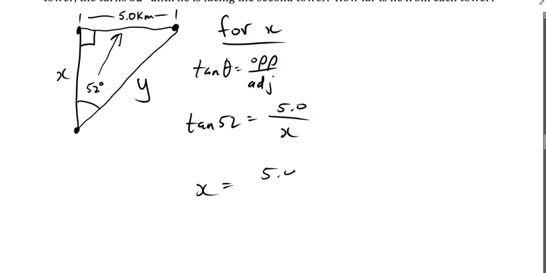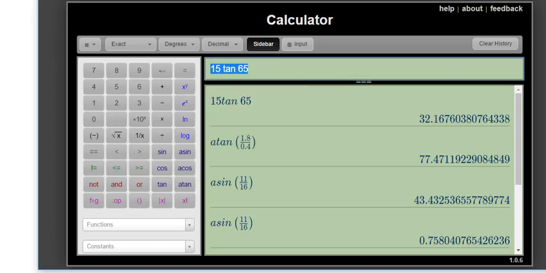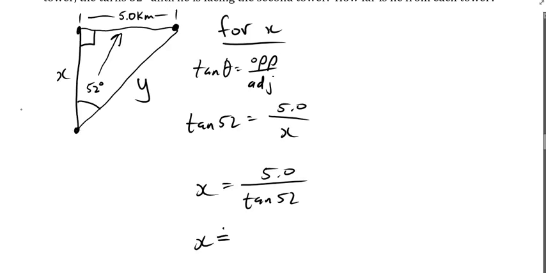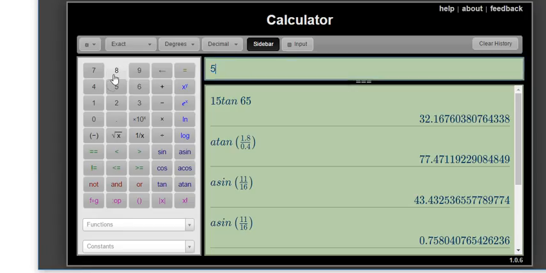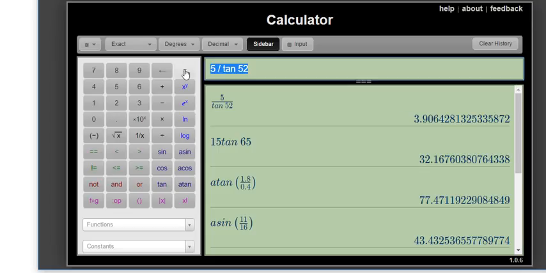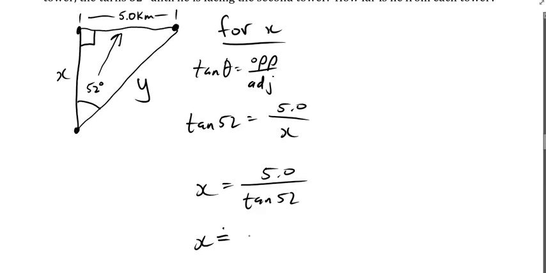Awesome. Nice. Yep. And so you're dividing. So I get, whoops, I need the numbers here. 5. So 5 divided by tan of 52. And that gives me 3.9. So I found that distance to be 3.9. And now I'm going to do Y.